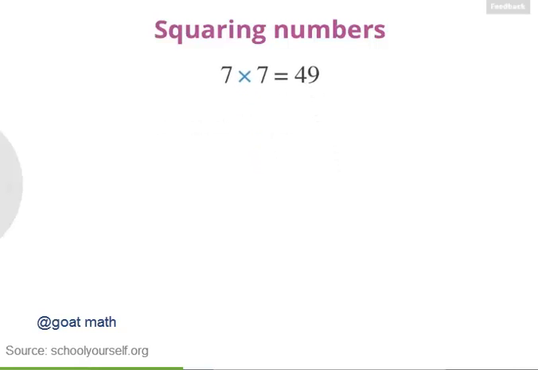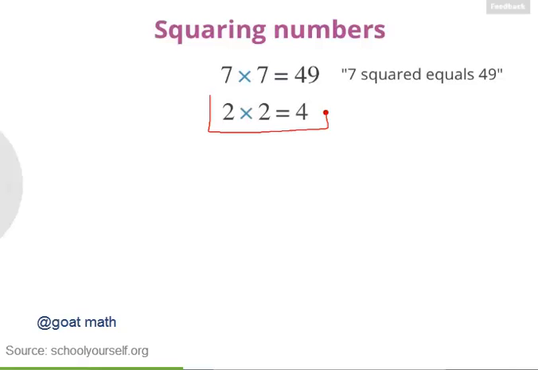Multiplying numbers by themselves is pretty common in algebra and geometry, and there are a few different ways to say it. You can read this as 7 times 7 equals 49, and another way is to say that 7 squared equals 49. When you say you're squaring a number, that means you're multiplying it by itself. This term actually relates to square shapes, but we'll save that for a geometry lesson on area.